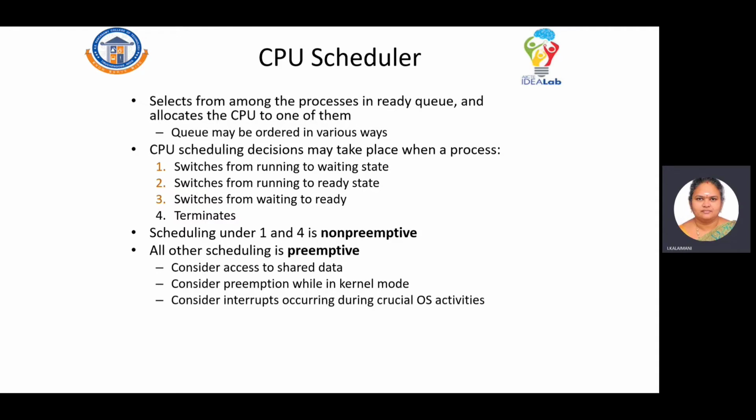Scheduling under 1 and 4 is non-preemptive. All other scheduling is preemptive. For example, consider access to shared data, then it is preemptive. Consider preemption while in kernel mode. We have to preempt the process which is in running state. Consider an interrupt occurring during crucial OS activities. When an interrupt occurs during crucial OS activities, then we have to preempt the process.